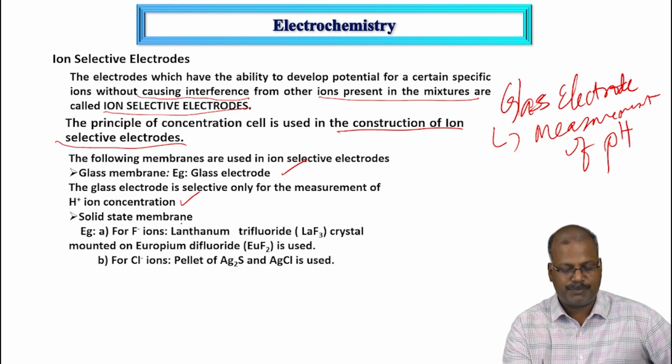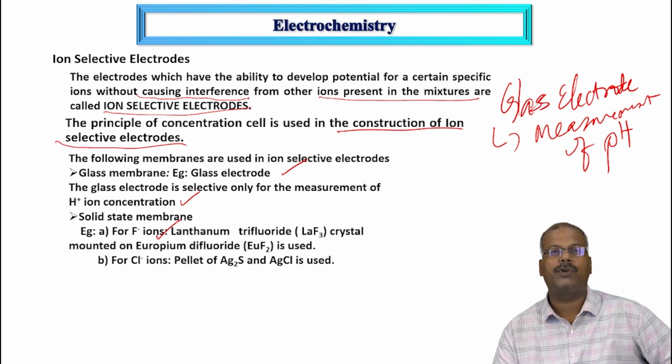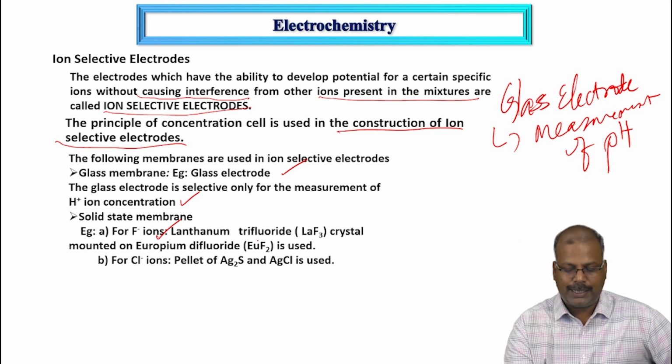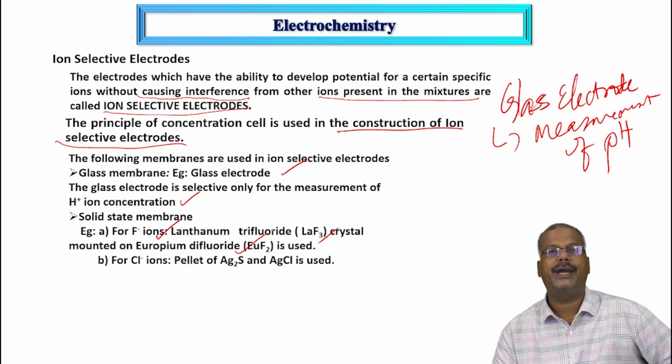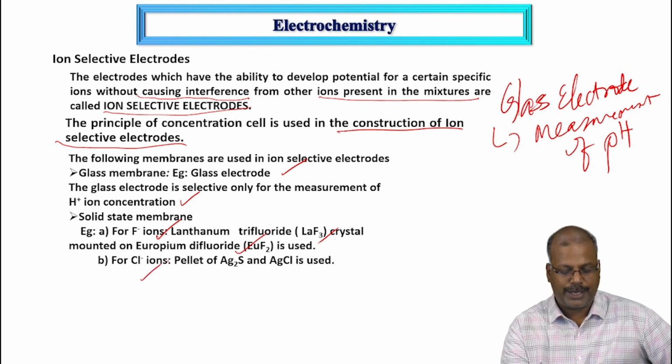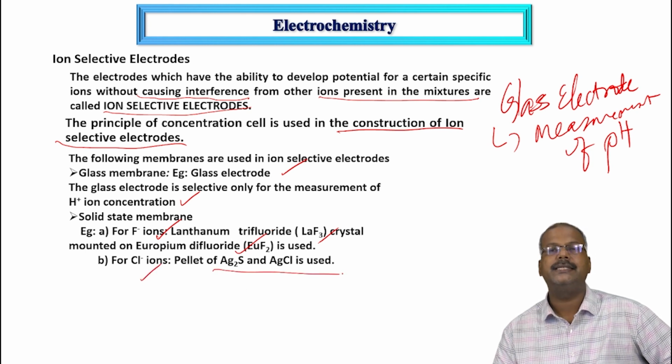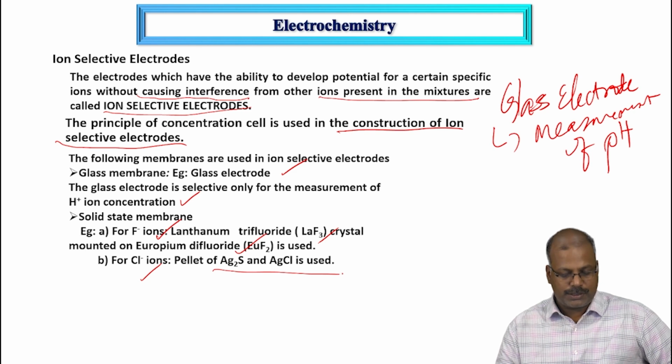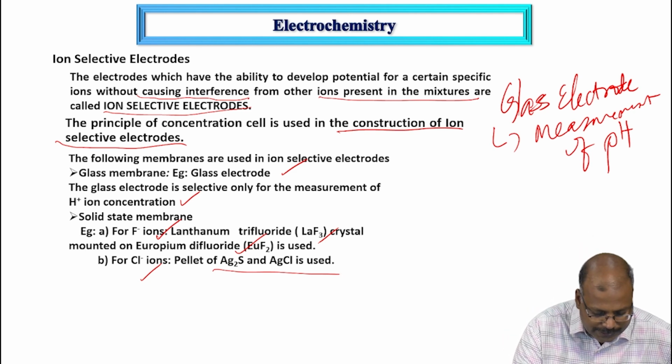And a solid state membrane, for example, this is a glass membrane. Here it's a solid state membrane for fluoride ion sensing. Ion selective electrode for fluoride sensing: lanthanum trifluoride mounted on europium difluoride is used. For chloride ions, a pellet of Ag2S and AgCl is used. So this is what we started yesterday.